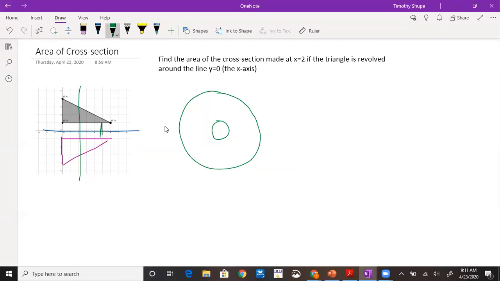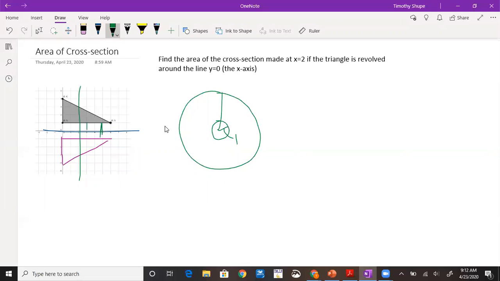Now, if I want to find the area of that, that's just two circles being subtracted. So I need to know how far it is for the radius of that inner circle, and how far it is for the radius of the outer circle. Well, that inner circle is just going to be the gap that we have between the two shapes. So if I look at that distance between where I rotated and where the object is, that distance is going to be 1 unit.